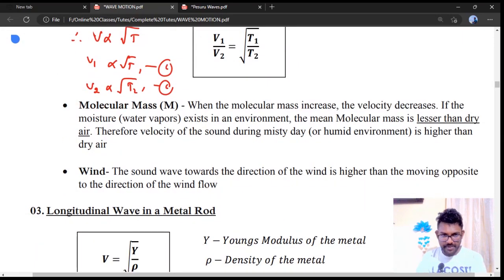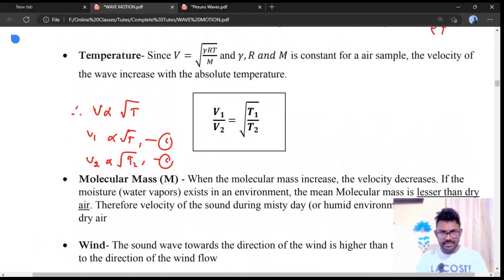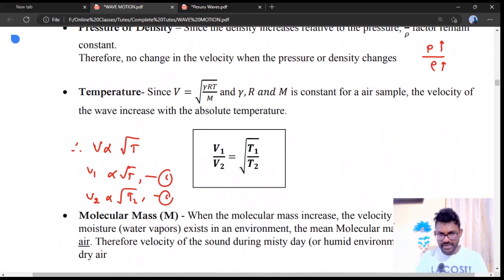Velocity of sound in air: when the molecular mass increases, the velocity decreases. You can see that it is not a direct proportionality. There will be an inverse proportionality here. V is proportional to 1 over root M. So when the molecular mass increases, the velocity decreases.